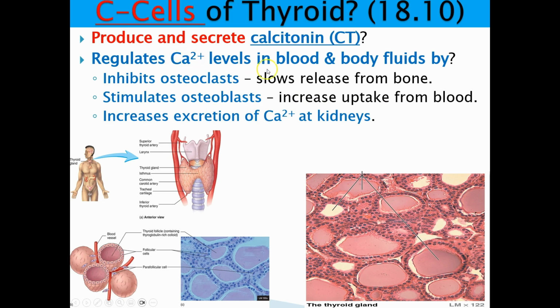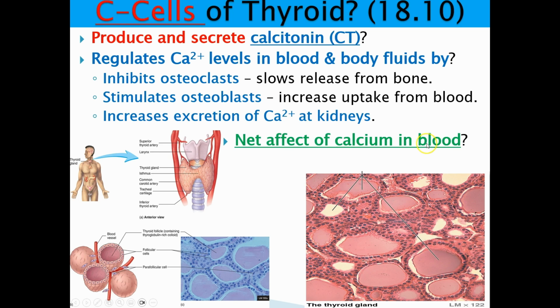All right, so it regulates calcium levels in the blood and body fluid by stimulating the osteoblast. Osteoblasts are the cells that are going to use calcium. So they uptake calcium from the blood, and then we increase excretion of calcium at the kidneys. So we're literally urinating out any excessive calcium.